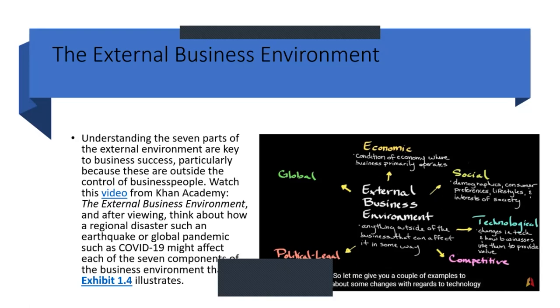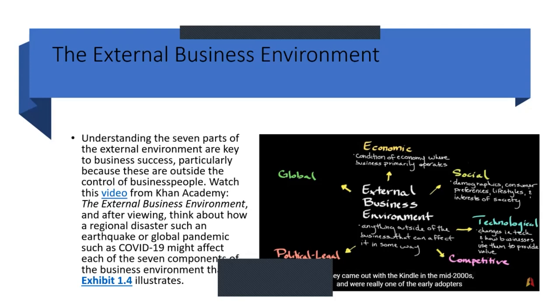So let me give you a couple of examples to talk about some changes with regards to technology and how that's affected the environment. One of those changes I'll mention first is digital books. This is not such a recent trend, more like the mid-2000s, but some companies were able to leverage this change rather successfully, while others weren't. The companies I'll name are Amazon and Borders. Now, Amazon, as we know, started off selling physical books solely and has since branched out into pretty much every possible item that you could purchase, but was originally a big pioneer behind this digital books technology.